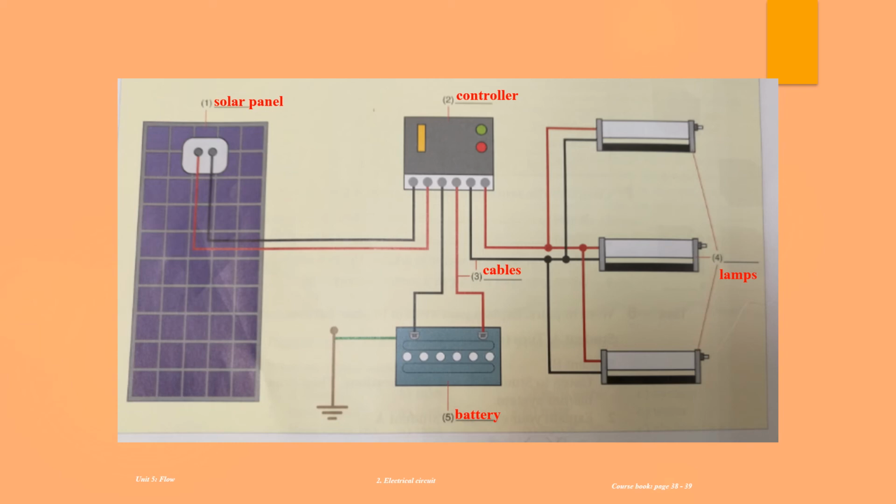But if the lamps are off, the electricity goes from the solar panel to the controller, and because the lamps are off, the electricity goes to the battery. The battery stores the energy so that later, maybe at night, if you switch on the lights, the battery gives electricity to the lamps and they shine.